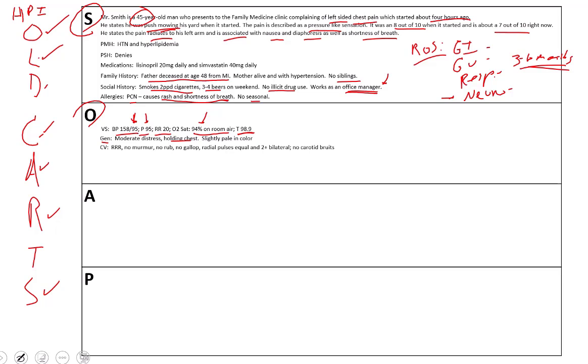serious. Cardiac exam, cardiovascular, regular rate and rhythm, no murmurs, rubs, gallops, radial pulses equal and 2+ bilaterally, no carotid bruits. So listening to him with a stethoscope and palpating his pulses seems to be okay. Respiratory wise, it's clear to auscultation bilaterally, no wheezes, rhonchi, or crackles. Extremities, no clubbing, cyanosis, or edema.